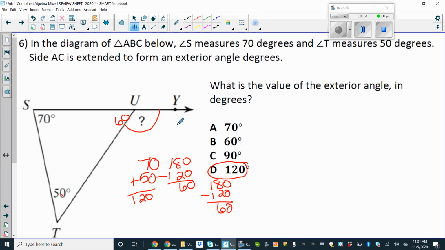So you could just do 180 minus 60, which is the third angle in the triangle, equals 120. So either method works, but the easier way is to recognize the exterior angle theorem, that the two non-adjacent angles, when you add them up, their sum will equal the exterior angle.